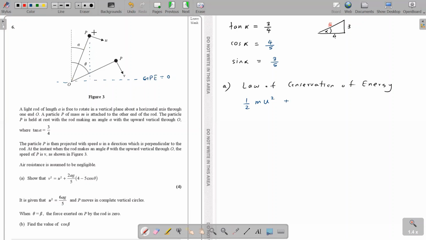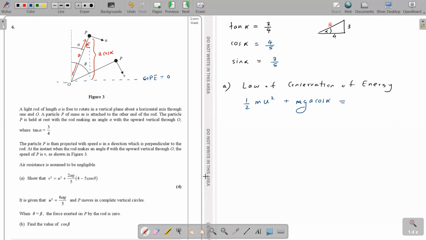Yeah, so you can see this alpha is over here as well, right? So this length is A, the length of the rod. So this is A cos alpha. Do you agree? So then I can write here mgh is mgA cos alpha. Great. Okay, so those are the two energies I have at point P.